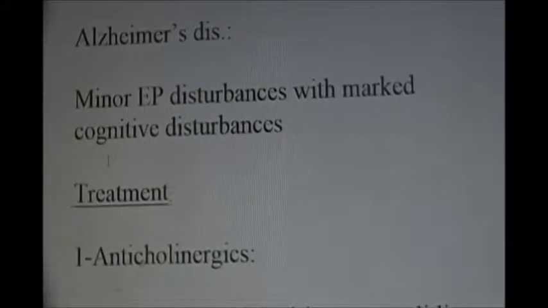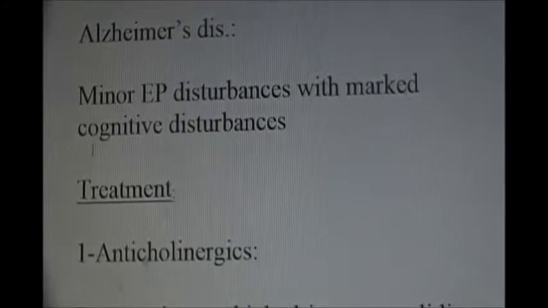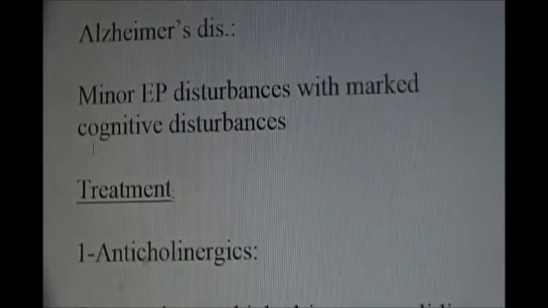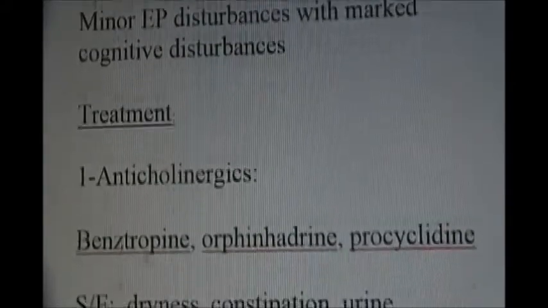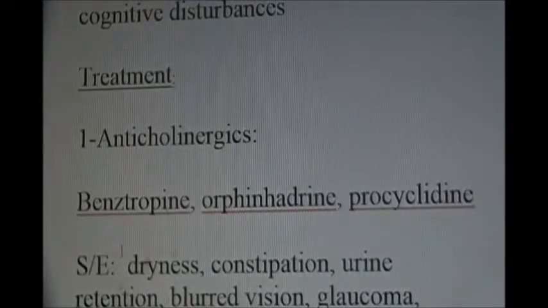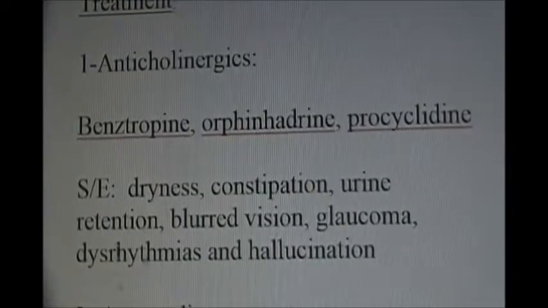The treatment of Parkinson disease. There are different groups of drugs that are used for the treatment of Parkinson disease. Number one, anticholinergics, for example, benztropine, orphenadrine, and procyclidine. But the side effects with these anticholinergics are dryness, constipation, urinary retention, blurred vision, glaucoma, dysrhythmias, and hallucination.